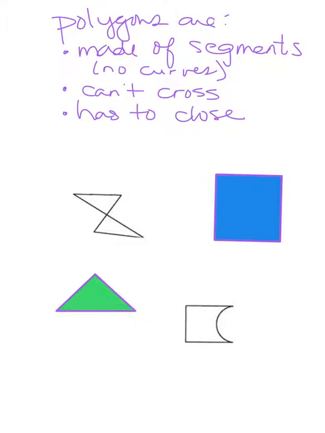A polygon is made of segments, so there's no curves in it. It can't cross and it has to close. So here are some examples of different objects. For instance, this square right here is a polygon. It's made of segments, it doesn't cross, it has to close.